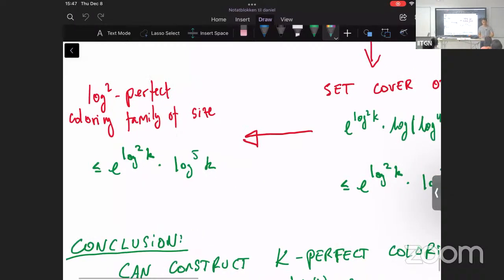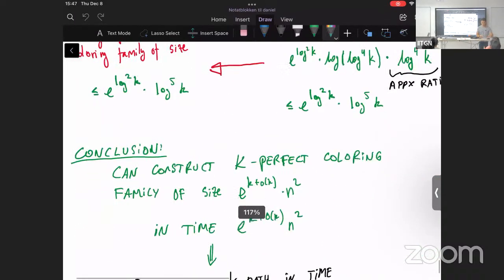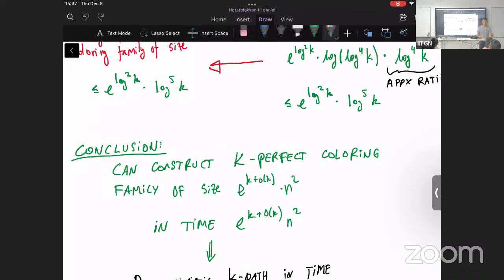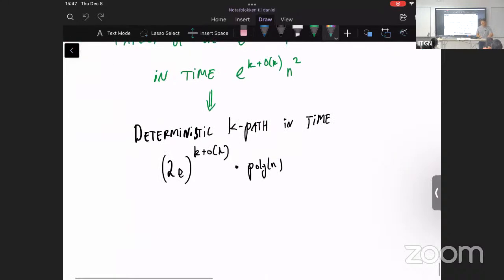To conclude, we can construct k-perfect coloring families of size e to the k plus little o of k times n squared in about the same time. The time it takes to construct the family is proportional to the size of the family, roughly. And this does give a deterministic algorithm for k-paths with the same running time as the randomized one.